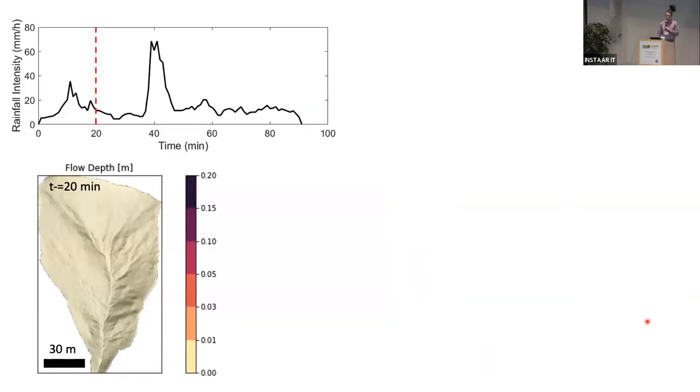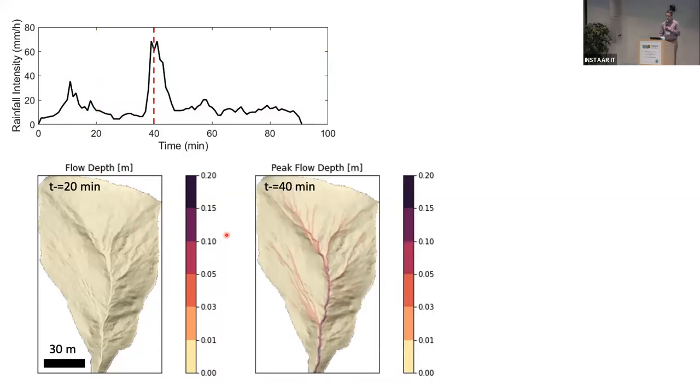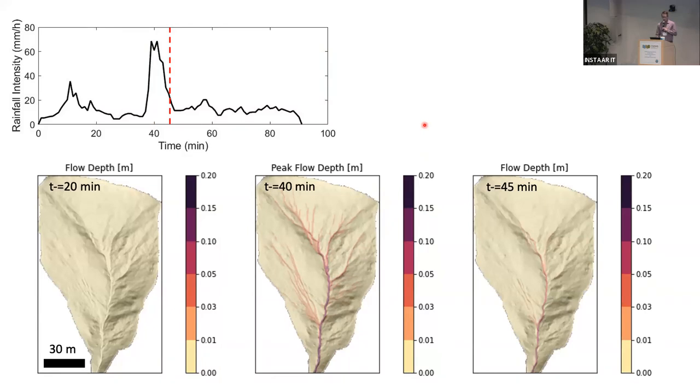All right, so what does the model produce if we look at what's going on throughout this rainstorm? Early on, 20 minutes into the rainstorm, the soil is able to absorb essentially all of the water that's fallen on this watershed, and so you don't see any runoff. If we progress a little bit farther into the storm, 40 minutes in, we're seeing higher intensity rainfall, and that's sufficient to generate some runoff, and you see it concentrate in rills and gullies and into this main channel. It's a small watershed, so these flow depths are fairly minimal, but on the order of 25 centimeters. And then if we progress a little bit farther into the storm, you see that the runoff response dies down again as the rainfall intensity decreases.